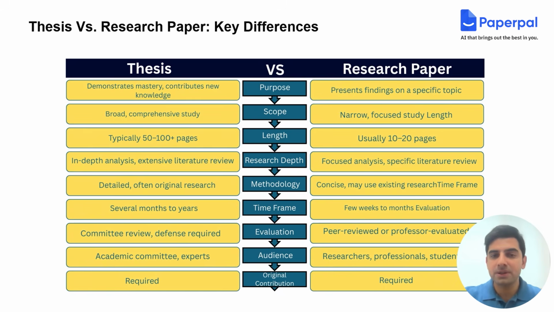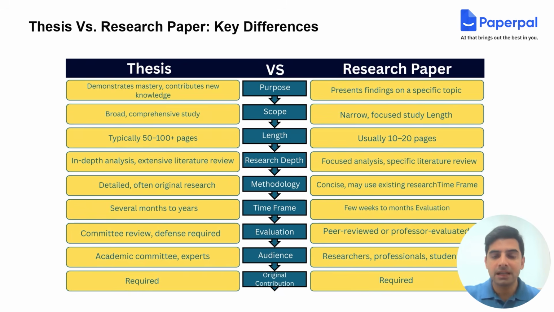Now, research paper, the purpose is different. The purpose is to disseminate, to share your findings, to share your research with the broader community. The second point is about scope. Now, scope for a thesis is quite broad. You have more flexibility to put in more content, but that's not the case with a research paper. It's more focused, more narrow.